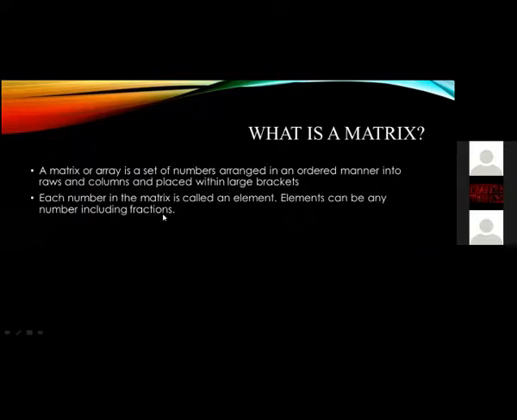So a matrix or array is a set of numbers arranged in an ordered manner into rows and columns and placed within large brackets. Each number in the matrix is called an element. Elements can be any number including fractions.